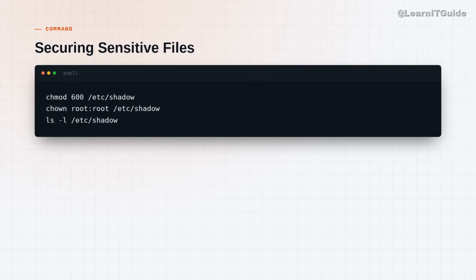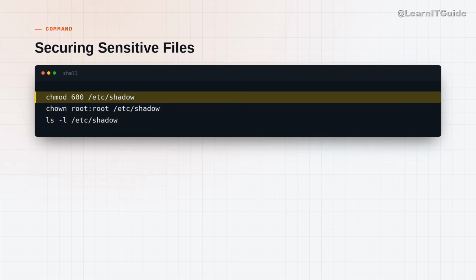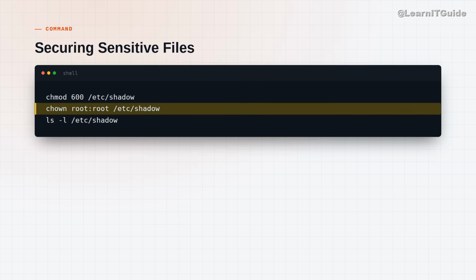The shadow file stores password hashes, so it must be locked down. Line 1 uses chmod 600 to ensure only the owner can read or write the file. Line 2 uses chown to set the owner and group to root.